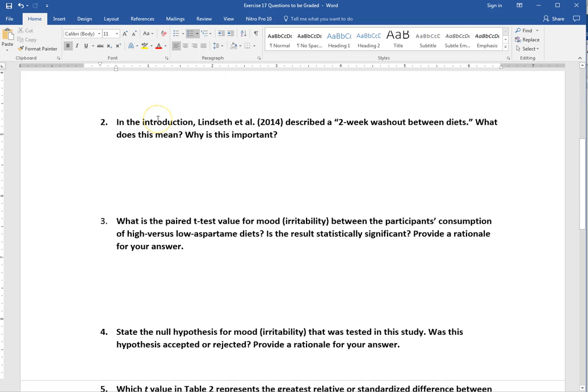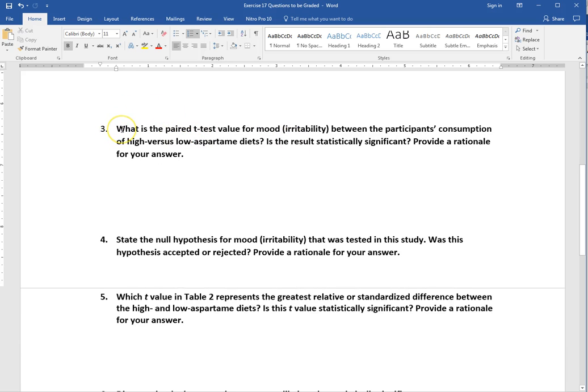In the introductions, we're on number two. In the introduction, Linseth et al. described a two-week washout between diets. What does this mean? So they talk about what this means, but basically they gave participants 2 weeks in between to get rid of any levels of aspartame in their body. So they had a break between the different diet conditions. Why do you think that that might be important? So give a little bit of analysis there on why you think it was important to have that washout period.